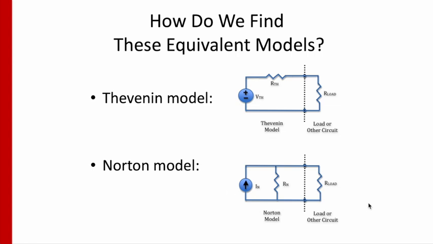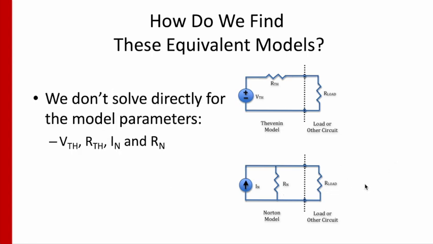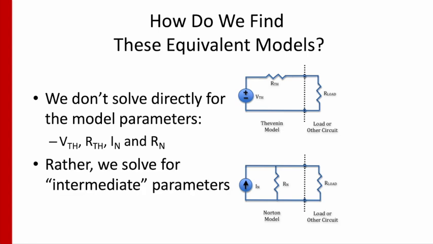Okay, so how do we find these equivalent models? Here's the Thevenin, here's the Norton. Well, for the Thevenin, we can see we need two parameters. These are model parameters, the Thevenin voltage and the Thevenin resistor. We need those values for those specific components. Similarly, for the Norton model, we need the intensity of the current source as well as the value of this resistor, the Norton resistor, Rn. Now, we don't actually solve for those model parameters directly. Instead, we solve for some intermediate parameters.